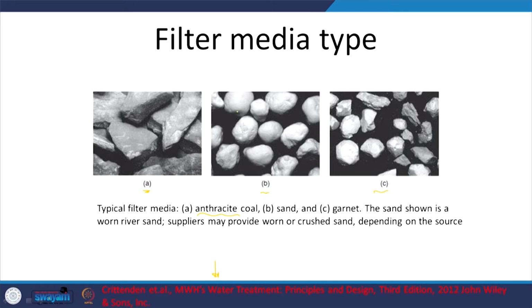And why is this well rounded? They say that it's because it's from river sand, so because water has flowed around it, you are going to have rounded shapes. The vendors can also provide crushed sand depending on the source. That is something to keep in mind, because that will affect your percentage of removal anyway, right.